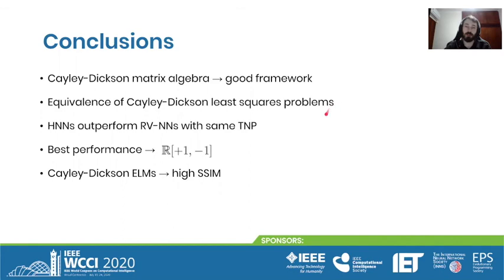And for the experimental results, we could show that all of the hypercomplex models outperformed the real-valued one with the same total number of parameters, meaning they were more adequate for this task. The best performer was a quite unusual Cayley-Dickson algebra. If you check the literature, you're basically going to find most works based on quaternions. And this algebra is almost never mentioned, but it outperformed the quaternions by a very decent margin. Nonetheless, all of the Cayley-Dickson models showcased a high structural similarity level, meaning they were very good at reconstructing the original image with minimal loss. So they were very adequate for this task.